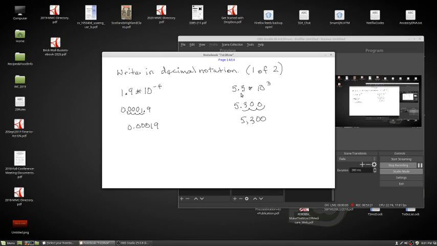And then 5.3 times 10 to the third. Okay, we move the decimal point over 1, 2, 3. The 3 takes up one of the 3 decimal places, so we only have to add 2 zeros. And we end up with 5,300.